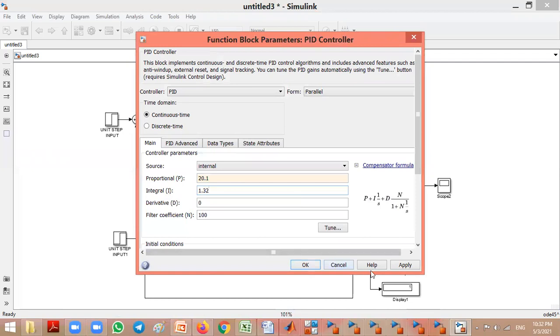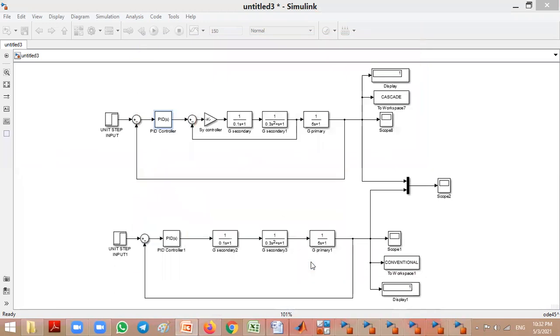Okay, 1.32. You give okay. No other thing you should change. Okay, you should not change anything. Okay, so now you go for primary tuning.